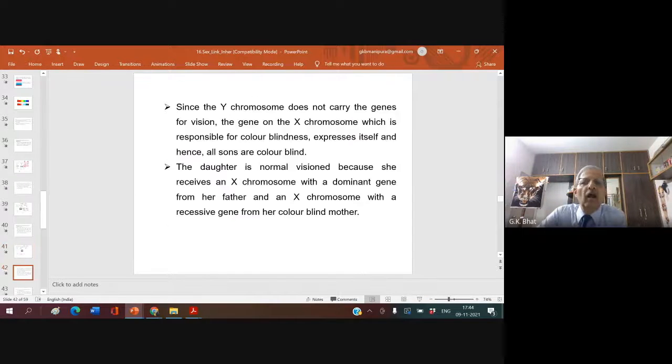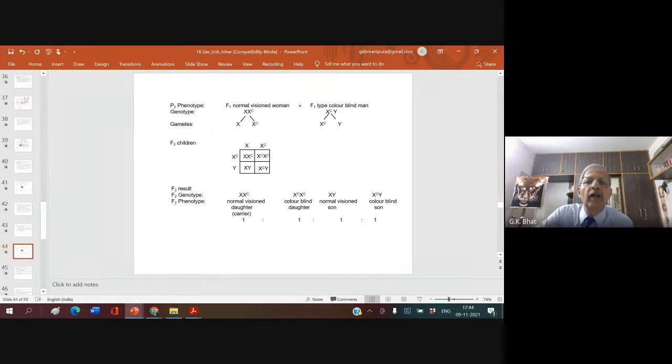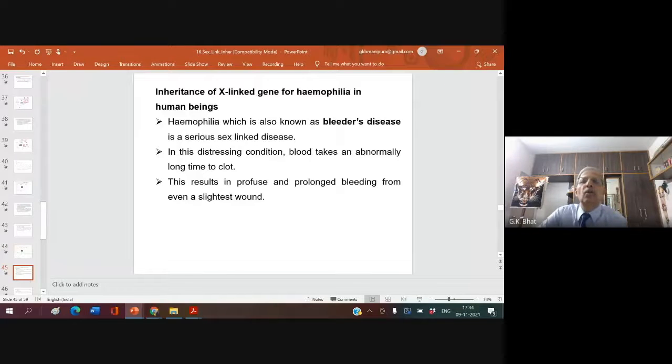Now, I wanted to continue the next one: inheritance of X-linked gene for hemophilia. You know what is hemophilia? Hemophilia is also known as the bleeder's disease, where when a wound takes place, the blood takes an abnormally long time to clot. This results in profuse and prolonged bleeding from even the slightest wound. Understood?